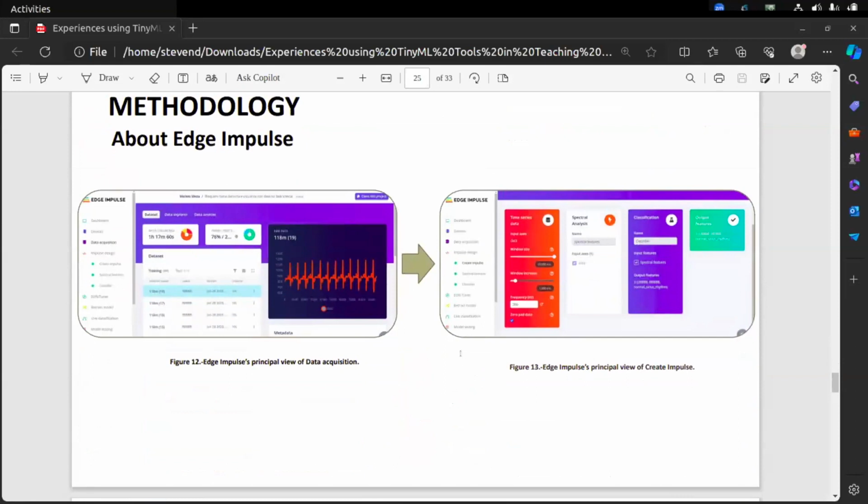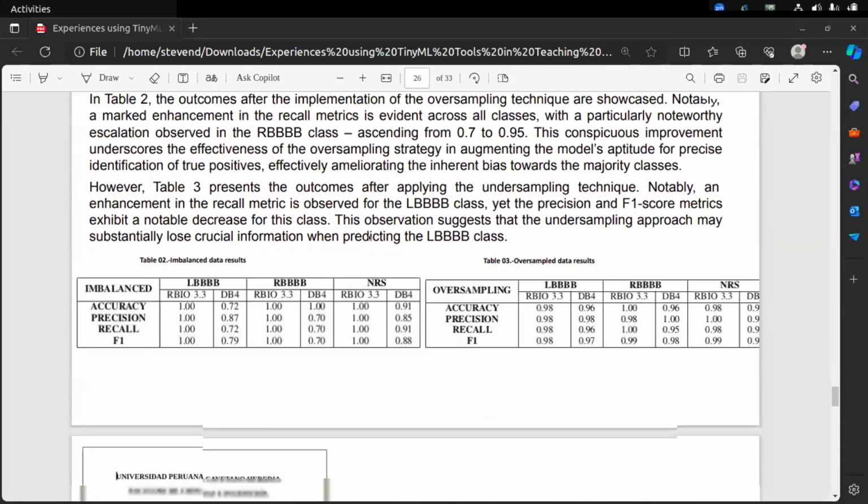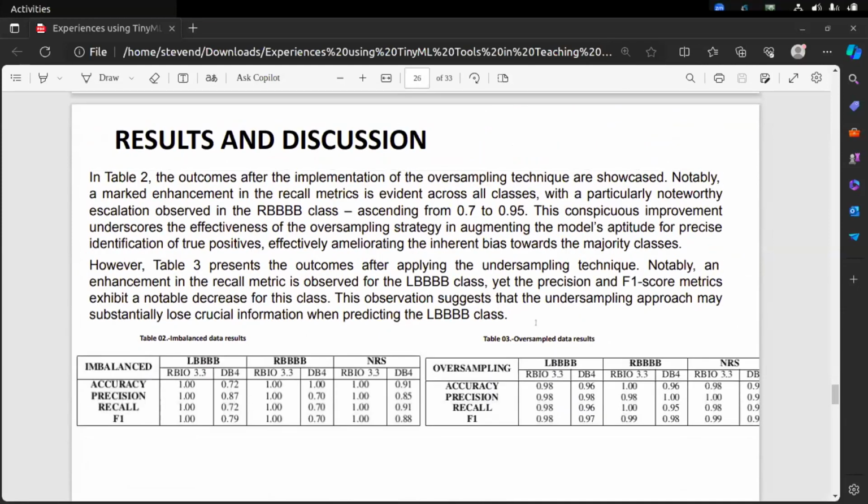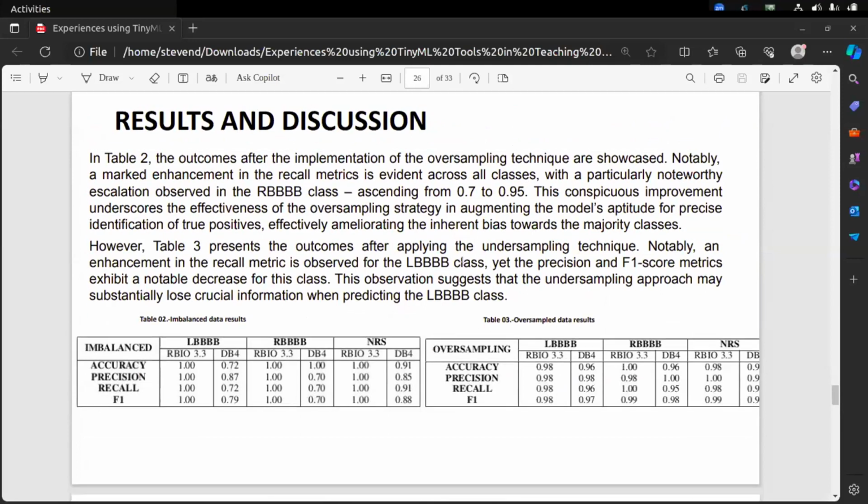Okay, this is a view of the steps which Edge Impulse developed. This is like the process in which the data flows to be classified. Well, this is one of the results from our article, but I don't want to say more about that.